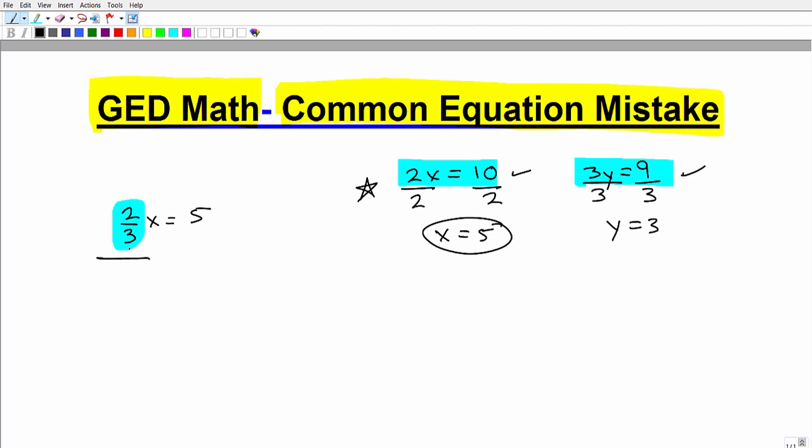So you would go, okay, that's going to be 2/3 divided by 2/3, and that's going to be 5 divided by 2/3. This is where students tend to get in trouble, especially with the fractions. This confuses them. They say, well, I got a fraction divided by another fraction.